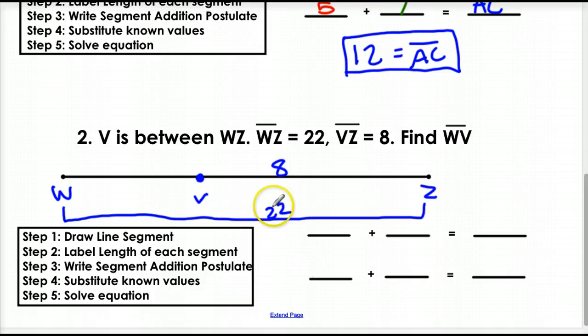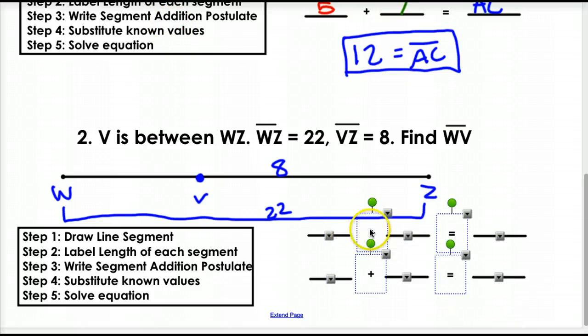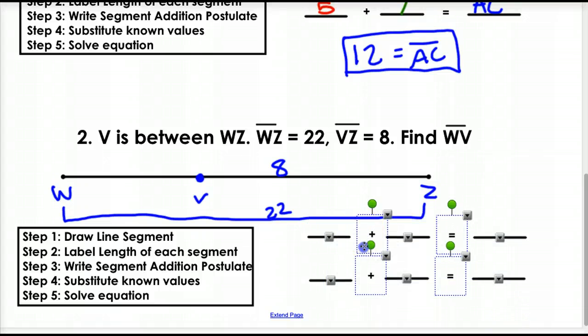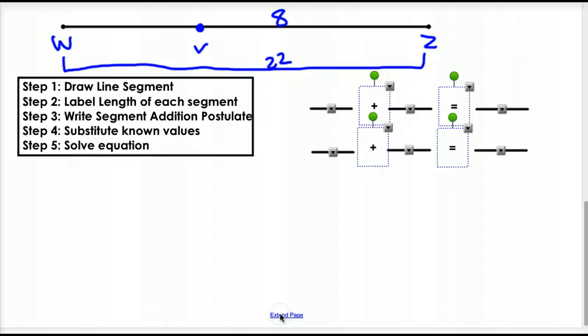We want to find the whole thing. So, we want to find WV. So how do we do that? Well, we just follow the same exact steps. Let me just move this down real quick. We're going to follow the same exact steps. So the first thing we do is draw and label. We've done that. Then we're going to write out the segment addition postulate.